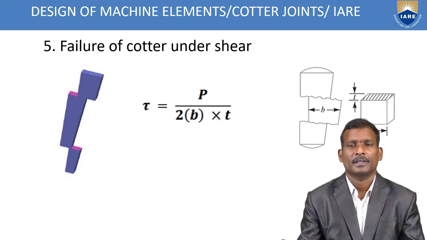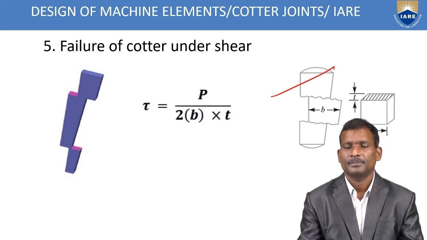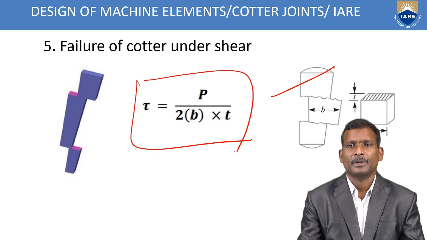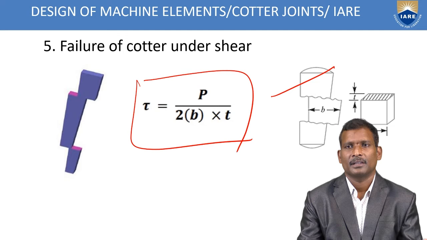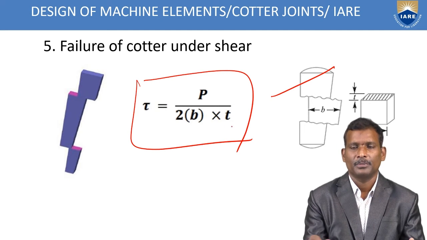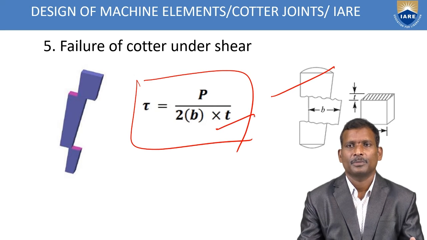Next is the Cotter dimensions. Consider the failure of the Cotter under shear, as shown in the figure here. Tau is equal to P by 2 into the shear area. It is double shear area, so we multiply by 2 into B into T, the width of the Cotter and the thickness of the Cotter. From this you may calculate B.